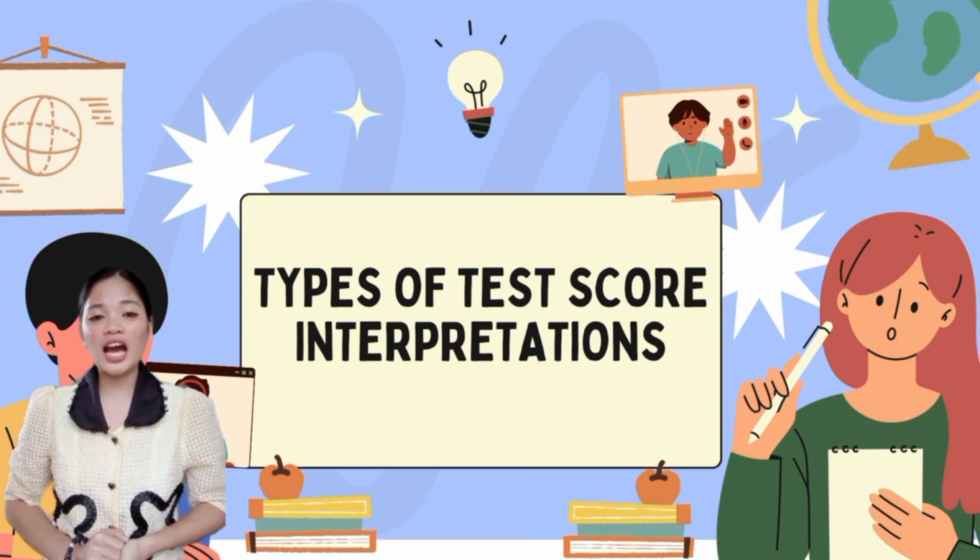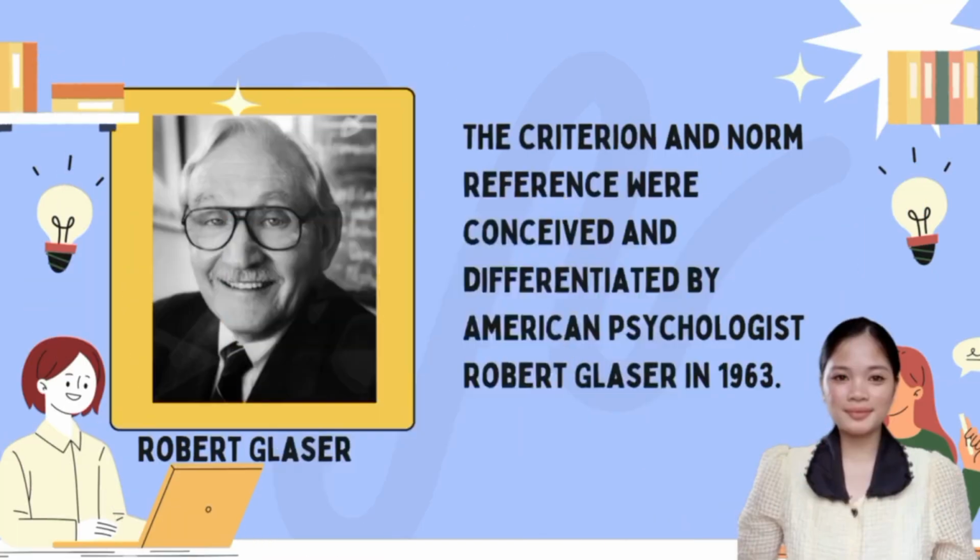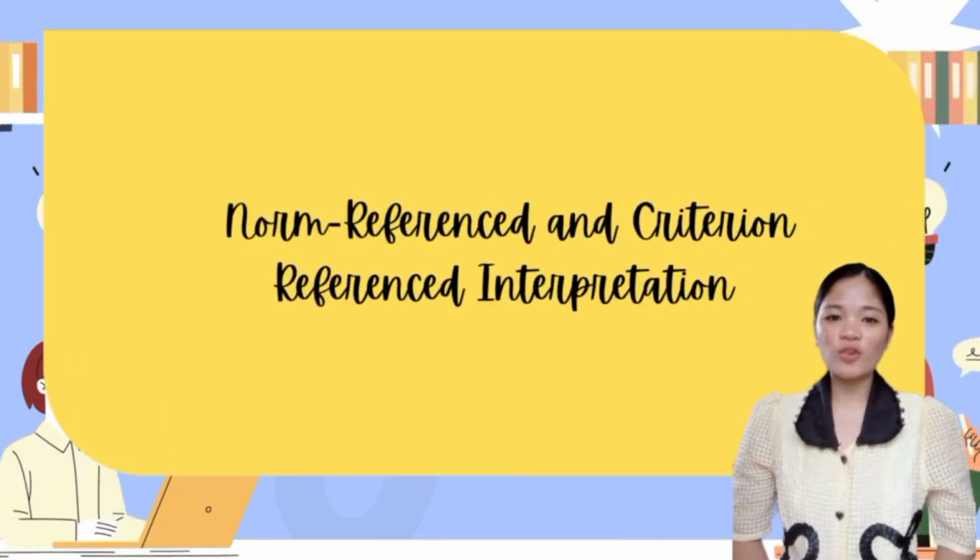A score of 40 out of 50 means she mastered 80% of the skills taught. The focus is on what she actually learned, not on how others did. So even though both students had the same score, the meaning changes depending on the frame of reference we use. This is what American psychologist Robert Glaser explained back in 1963 when he introduced the two major ways of understanding test scores, the norm reference and the criterion reference interpretation.